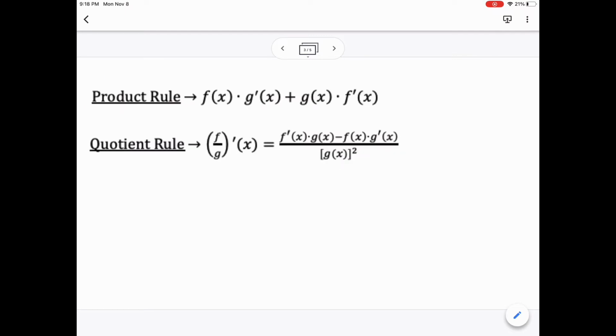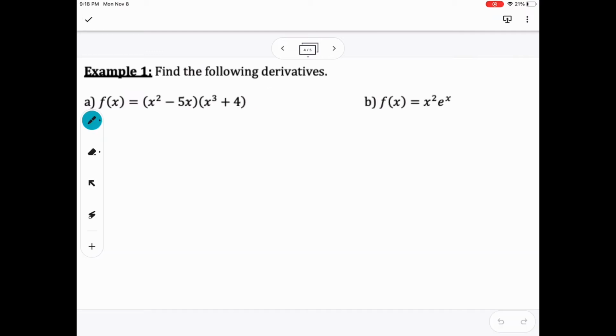Okay, so this next slide is really just the product rule and the quotient rule set aside. And this is what we'll use to deal with multiplication and division when we're given different functions. So let's go ahead and give this a shot. So for example 1 here, I have the multiplication of two functions. And so what I'm going to do is take the derivative of the first, which is going to be 2x minus 5 times the second, so x cubed plus 4, plus the derivative of the second, which will be 3x squared, and then times the first.